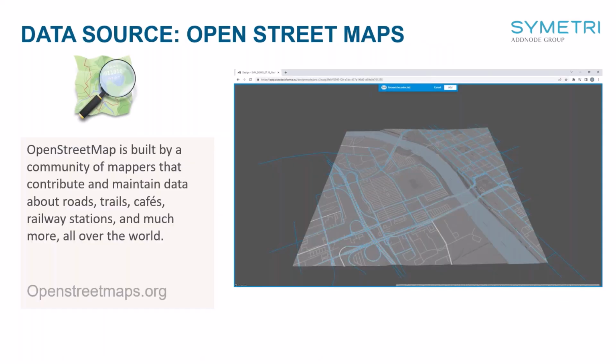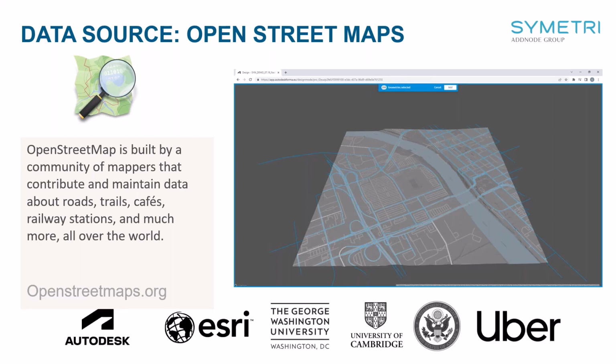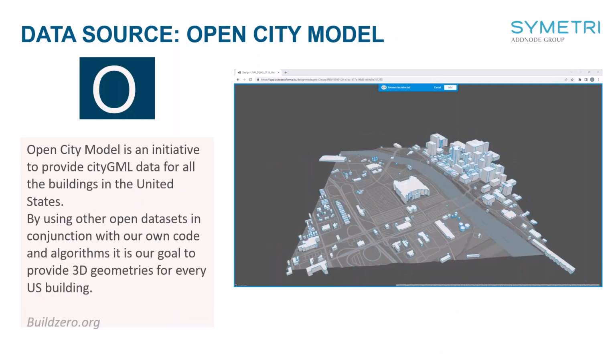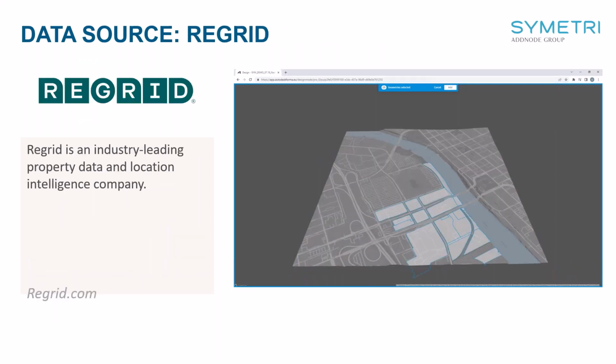All right, so moving along, just a quick review of some of our data sources. OpenStreetMaps is a widely used data source for many reputable companies and governments, actually. If you've hopped in an Uber or ordered Uber Eats today, then you've interacted with OpenStreetMaps. OpenCity model, again, is open source and allows us to download 3D geometries for the United States. Regrid allows us to grab property line information.